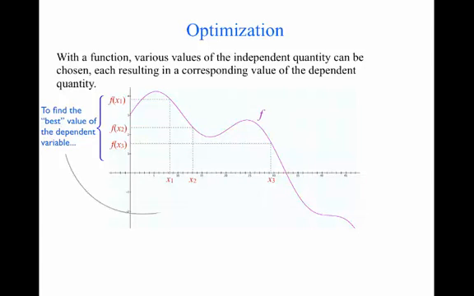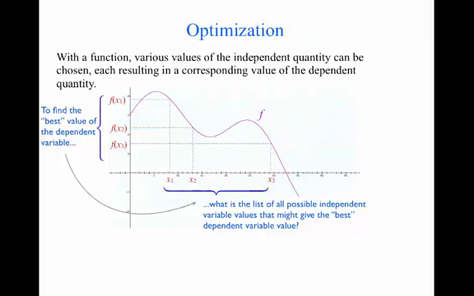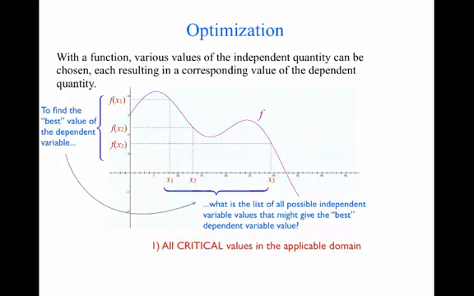Okay, so let's summarize that. Again, we're finding the best value of y. And so now we're asking, what is the list of all possible independent variable values that might give the best dependent variable value? First of all, critical values. If we were talking about just the maximum, we could say local max, but we can just find all critical values. And what else? The starting and ending values of the domain in question.